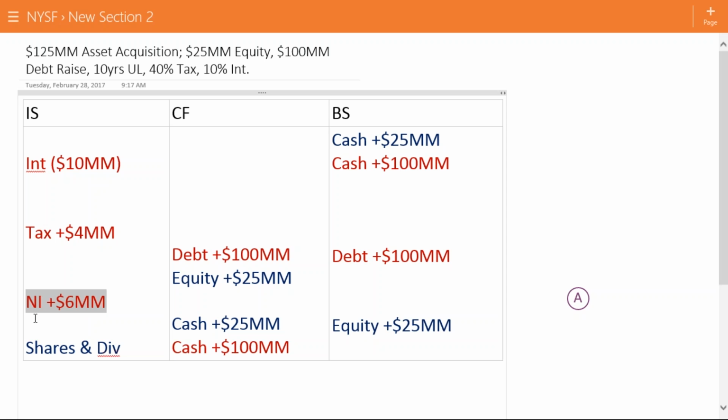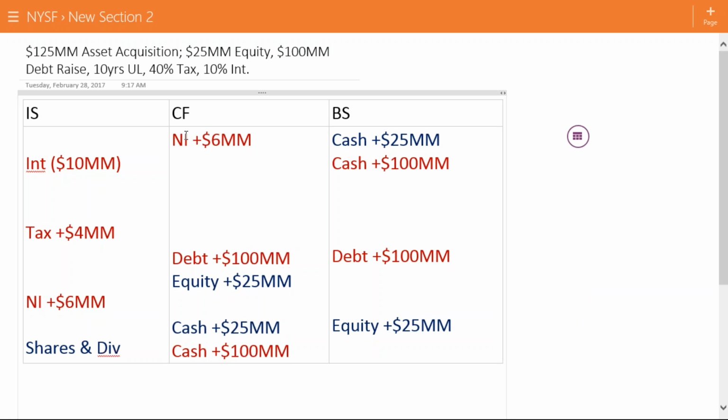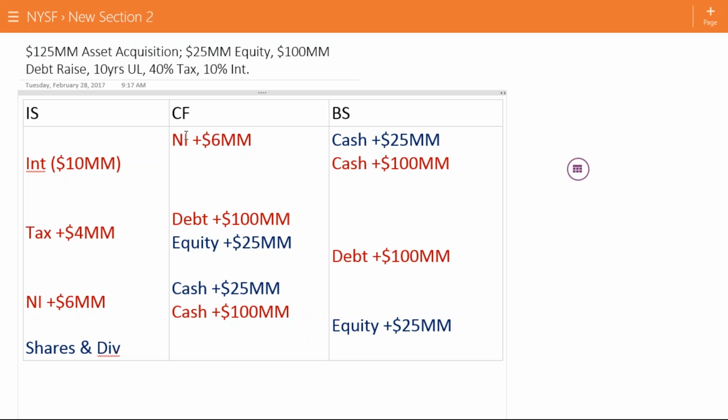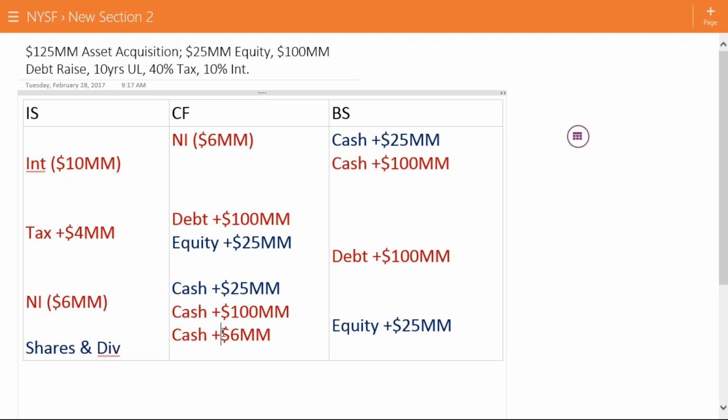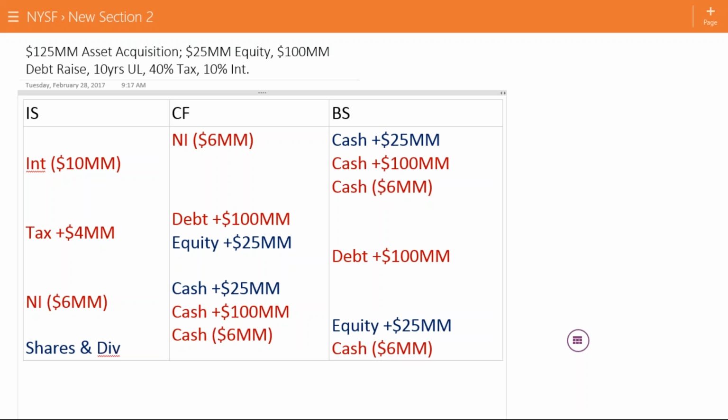Now what happens? Net income always drives cash flow. Cash 6 million. And this is down, not up, all the way around, right? Cash is down because of the expense and net income down. And how does it balance? Retained earnings, net income. We've raised the debt, we've raised the equity. That's how it works. Real simple. That's how you do a debt raise, that's how you do an equity raise.